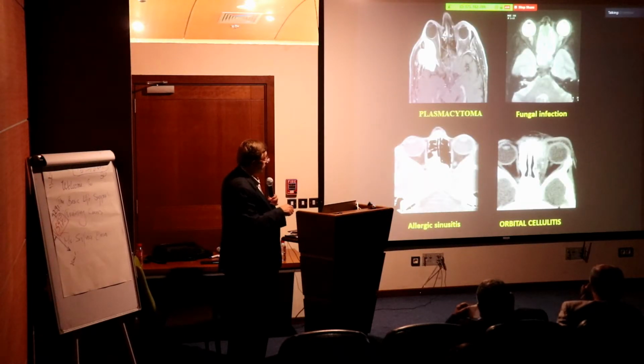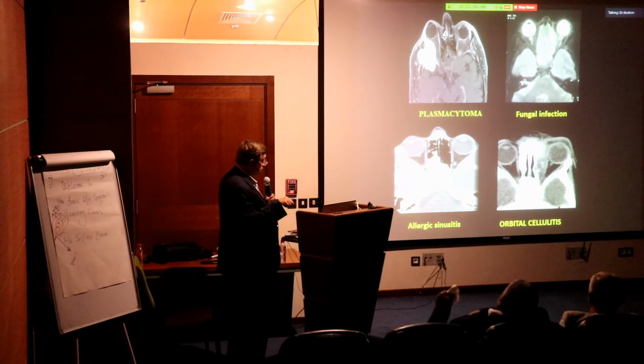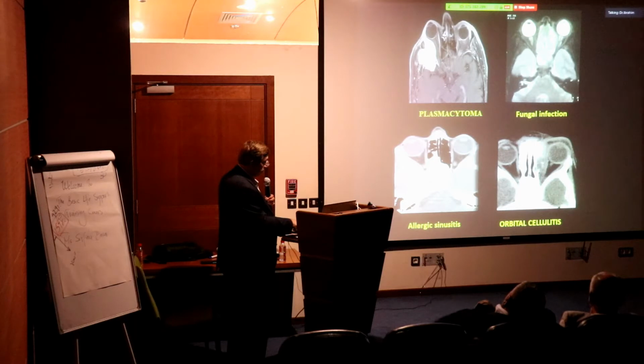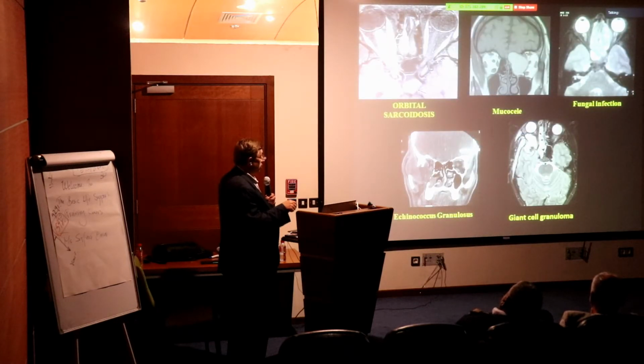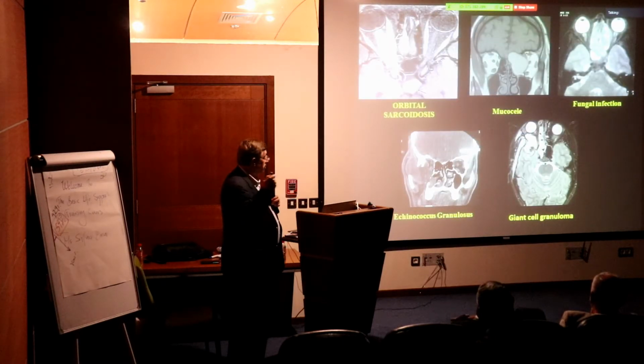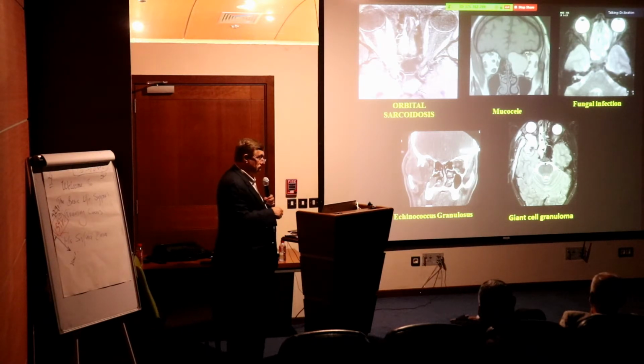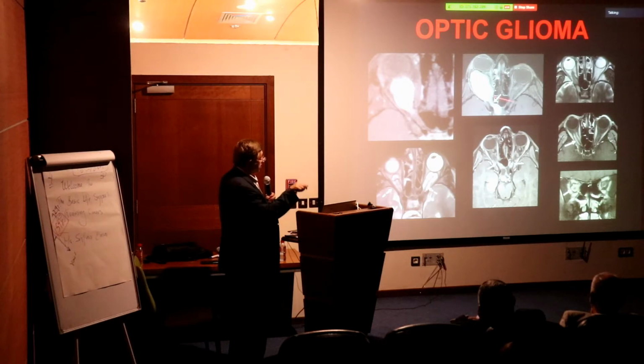Plasmacytoma, one patient of mine. Fungal infection, one patient of mine. Allergic rhinitis, orbital cellulitis. Sarcoidosis, thyroid eye disease, mucocele, fungal infection as we mentioned, echinococcus granulosus in the orbit. I put this group together, optic gliomas, different sizes and shapes. Here they are affecting the optic tract.